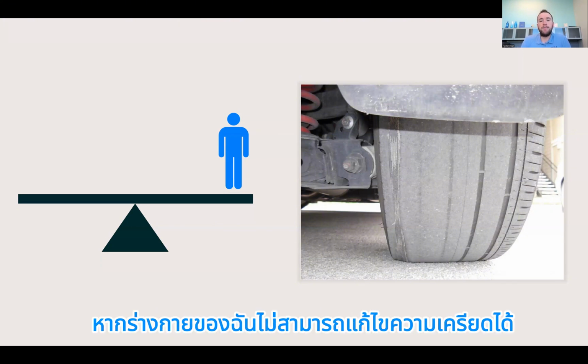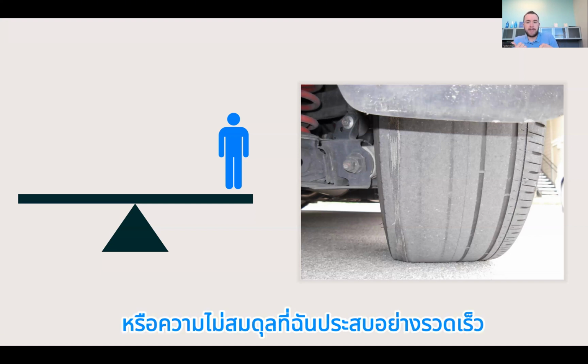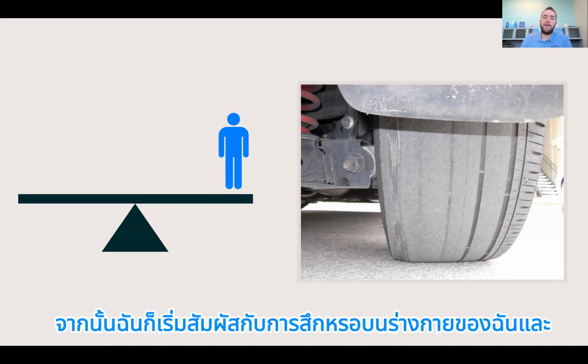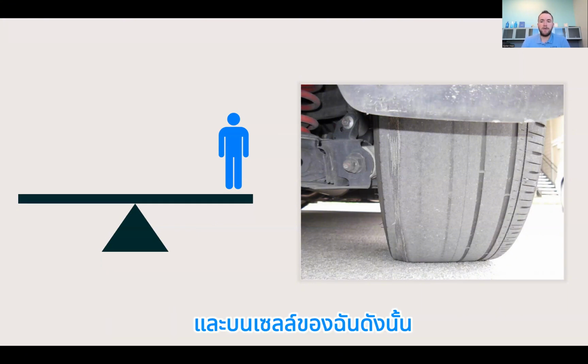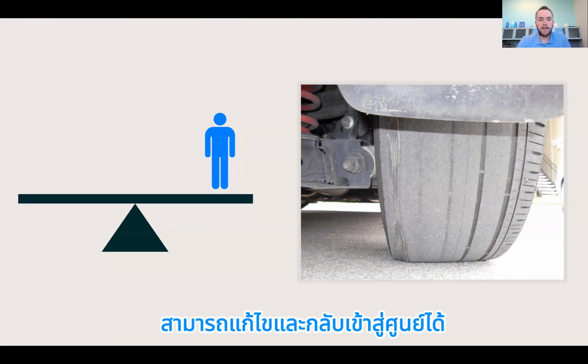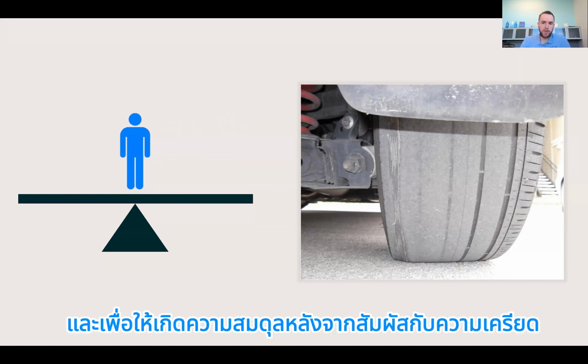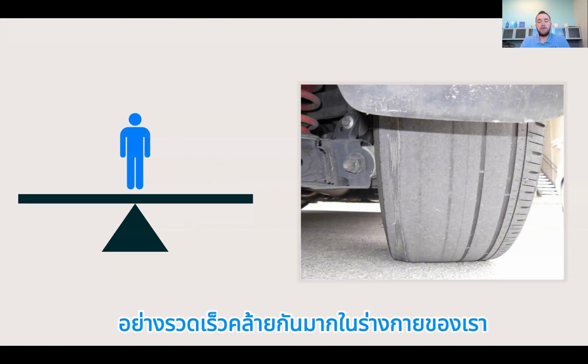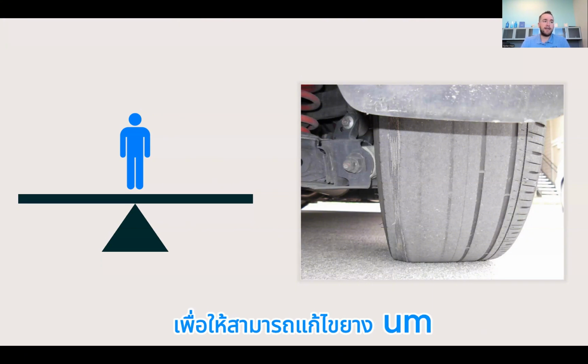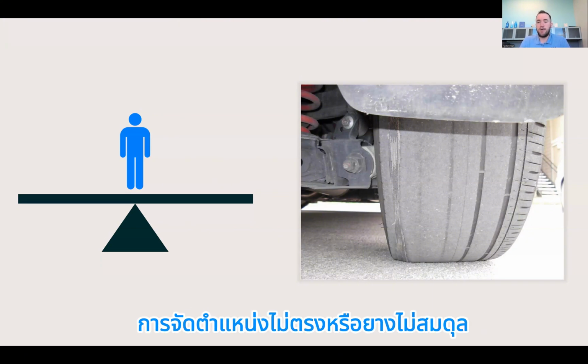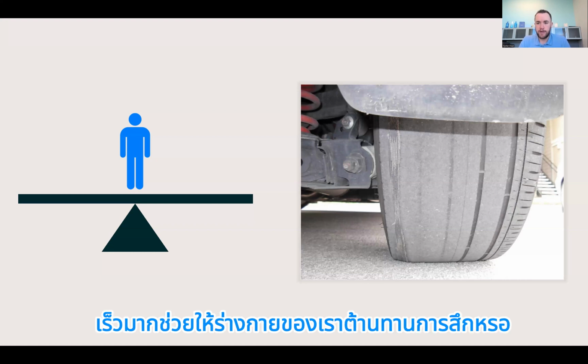If my body is unable to correct for the stress and the misalignment or the imbalance that I'm experiencing quickly, then I begin to experience wear and tear on my body and on my cells. So being able to correct and get back into center and to achieve balance after being exposed to stress quickly is very similar in our bodies to being able to correct a tire misalignment or unbalanced tire very quickly. It helps our body to resist wear and tear.